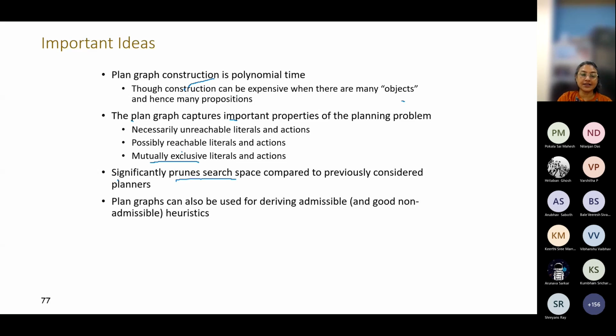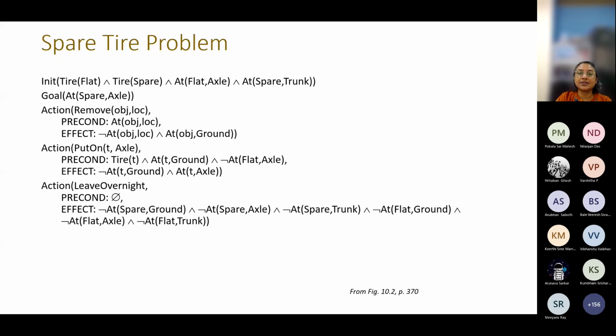Because it prunes the search space, and because we saw that the set of propositions monotonically increases and the set of actions monotonically increases, the plan graph itself can be constructed in polynomial time, and because of the mutex markings, the extraction of the plan becomes very efficient. And by use of good heuristics, you can make it quite efficient.